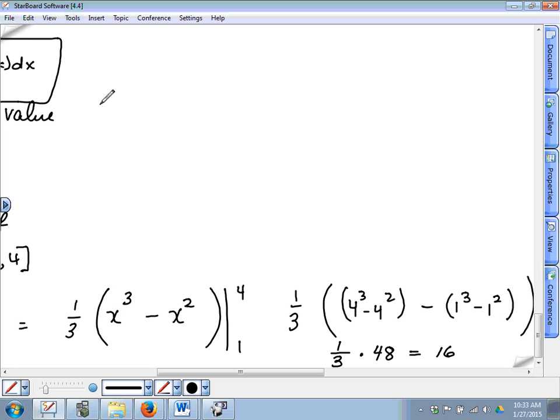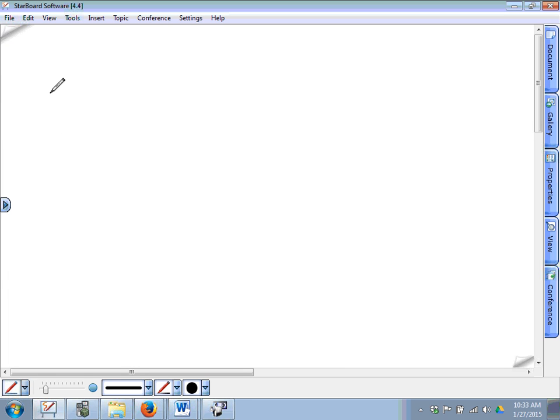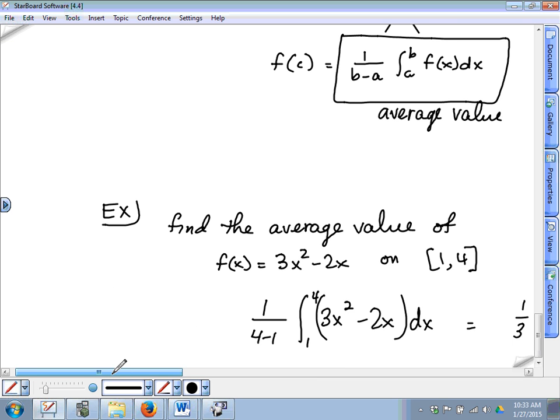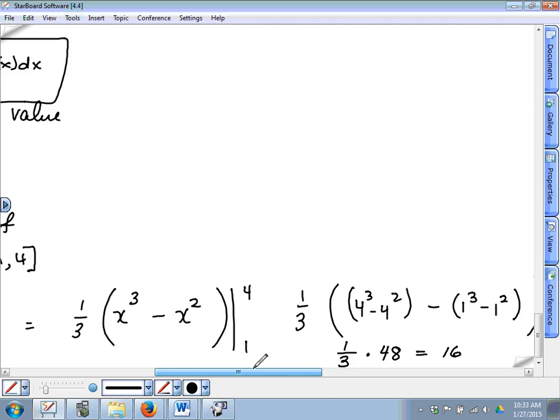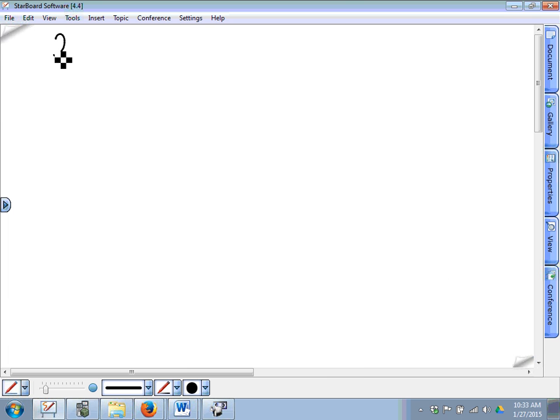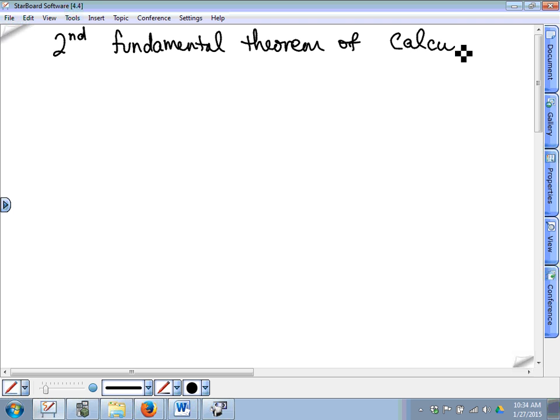Last thing we're doing. And this one here gets a little tricky, you guys. This next theorem is called the second fundamental theorem of calculus. The second fundamental theorem of calculus.